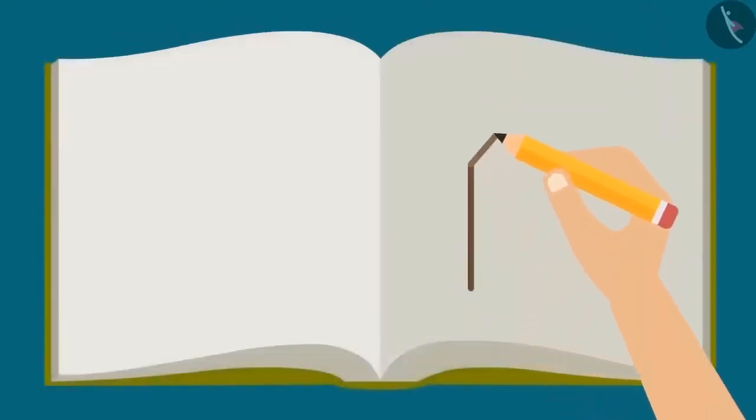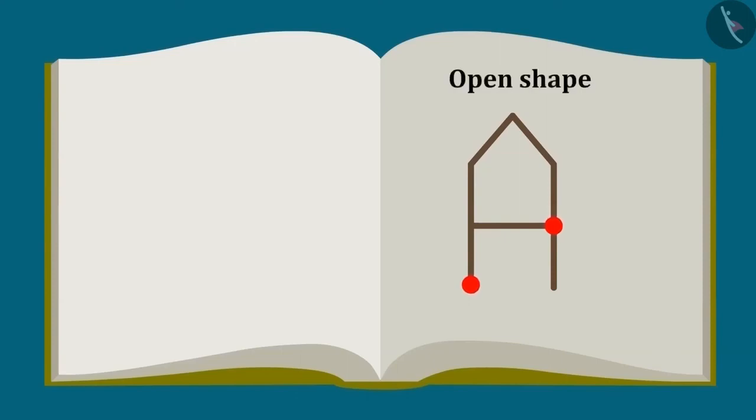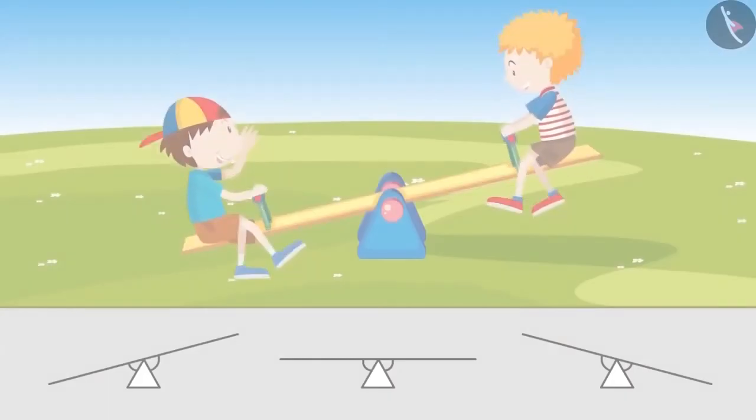Come on, let us draw the shape on paper. Did you observe that the starting point of this shape and the ending point of this shape are different? That is why this is an open shape. Can you identify the angles which she changed in this shape?